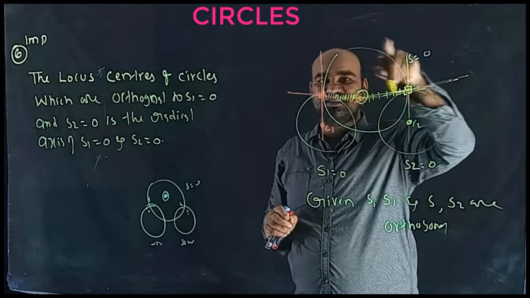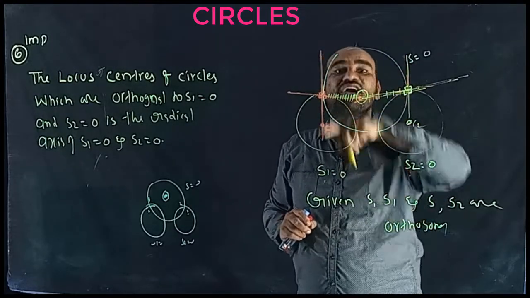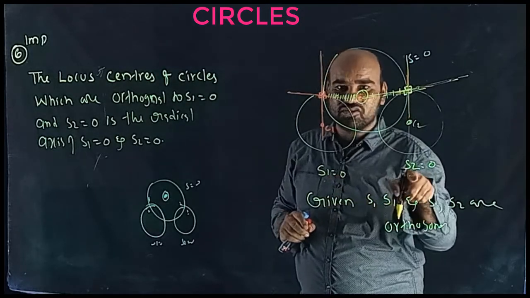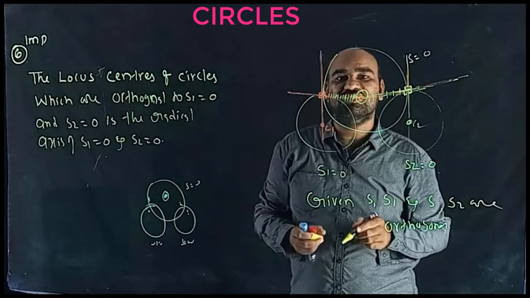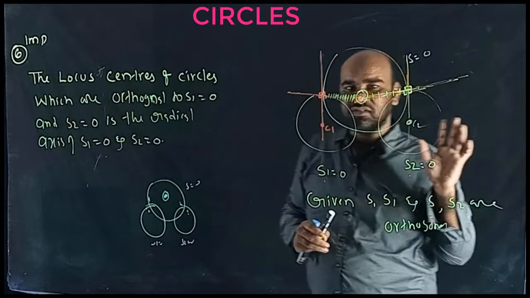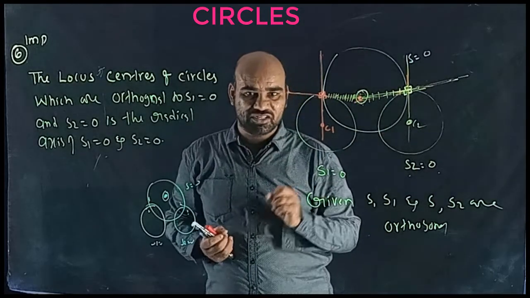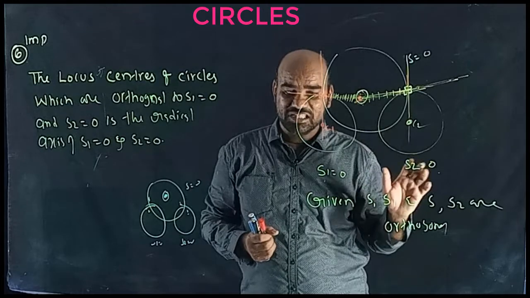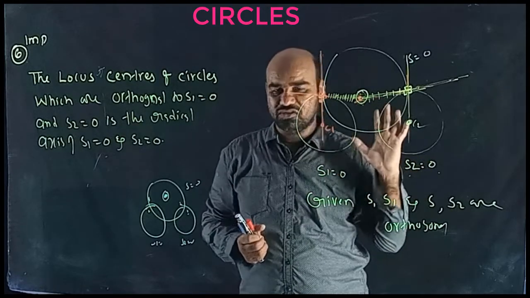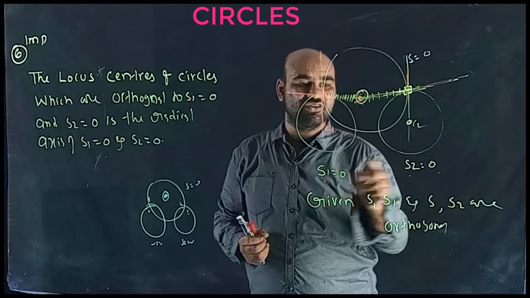So there exist infinitely many circles. All the centers will satisfy this condition. All the centers will fall on radical axis of S1 equal to 0 and S2 equal to 0. Therefore, locus equation is nothing but radical axis of S1 equal to 0 and S2 equal to 0. Sometimes they will ask problems like this. Find the locus equation of centers of all the circles which are orthogonal to S1 equal to 0 and S2 equal to 0. Just find radical axis equation of S1 equal to 0 and S2 equal to 0.